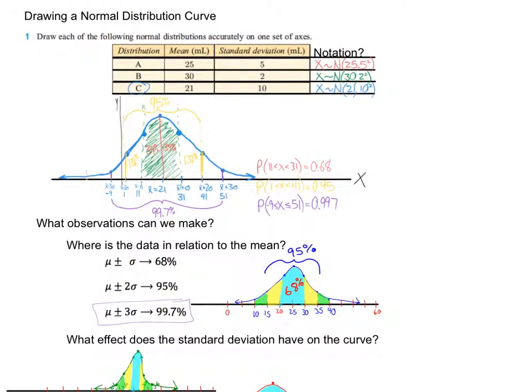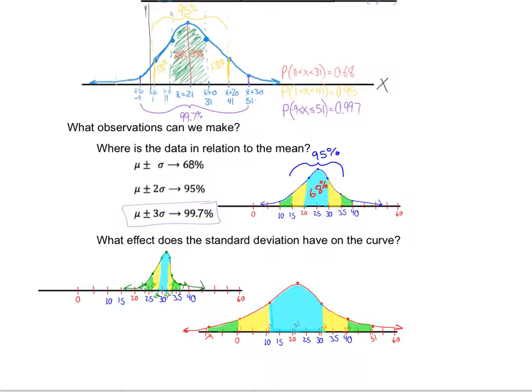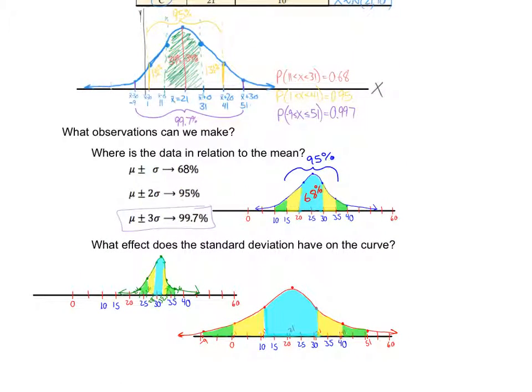So, let's take a look at this. Just a quick question here. What effect does the standard deviation have on the curve? You'll notice back here the standard deviation was 5. Here the standard deviation, not x, was 10. And here the standard deviation was 2. So what effect does that have on our curve? The width. Yeah, the width.